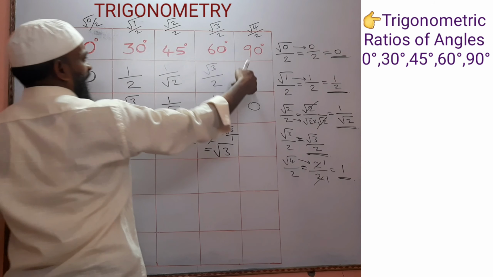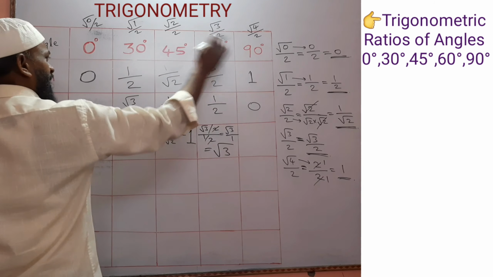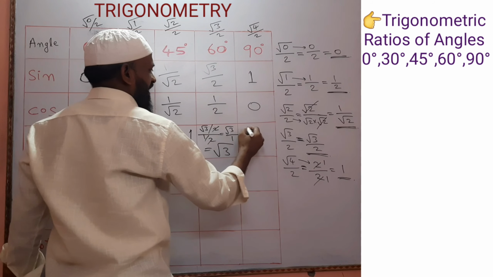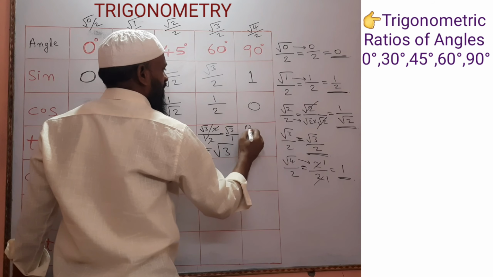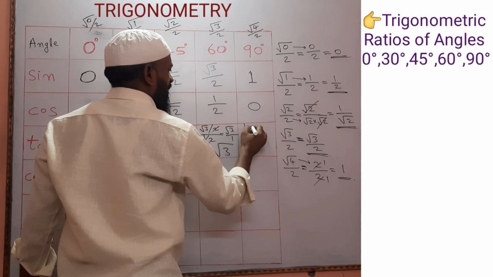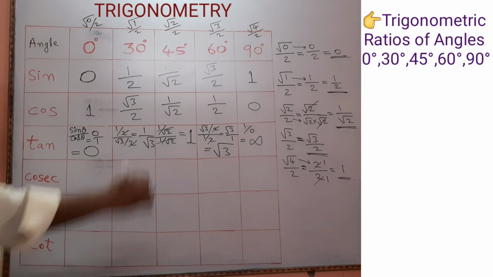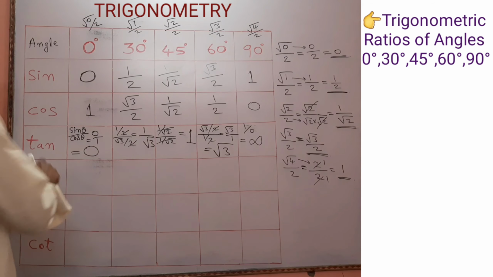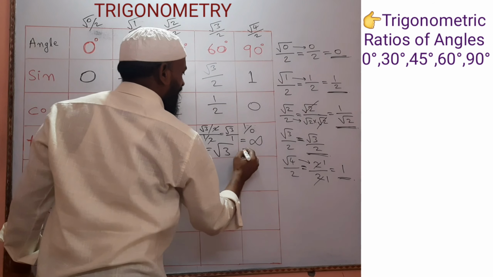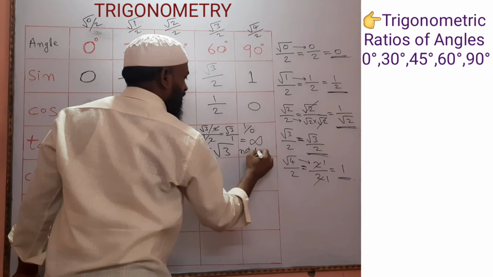Next one, sin by cos. Sin 90 by cos 90 is nothing but tan 90. Sin 90 is 1, cos 90 is 0. 1 by 0. Any number by 0 is not defined. So tan 90 degree is what? Not defined.